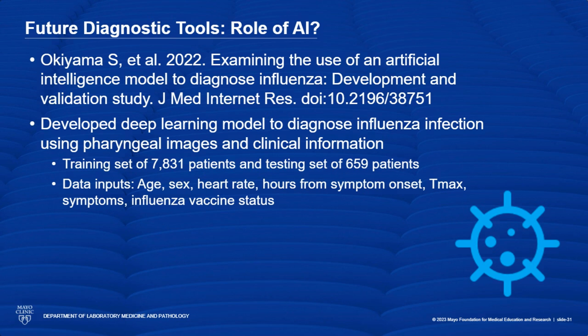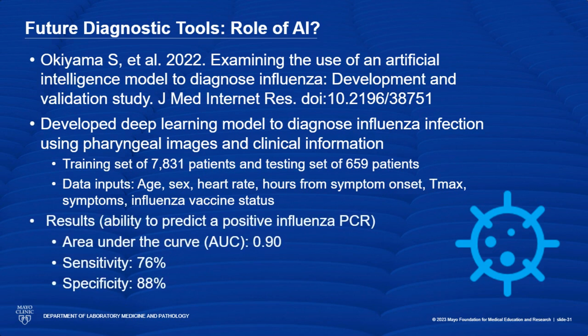So they took pictures of individuals who did not have disease. They took pictures of individuals who did have influenza-like illness, and they trained their data set to be able to discriminate between the two. And then they did a testing set of over 650 patients where they inputted age, sex, heart rate, hours from symptom onset, their max temperature, their vaccine status, and the results were pretty promising. The area under the curve was 90%. The sensitivity was above 75%, which isn't great, but it's getting there. And the specificity was almost 90%.